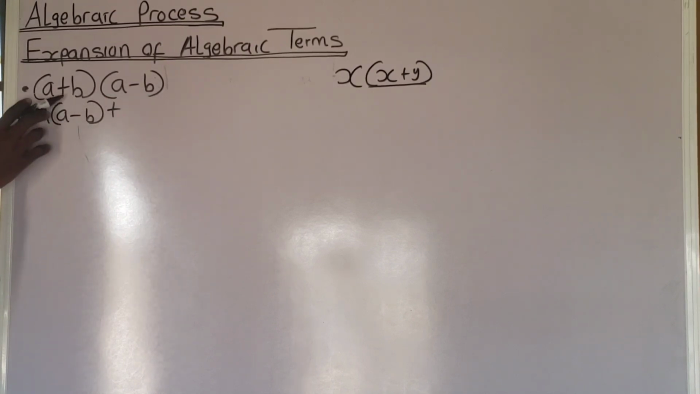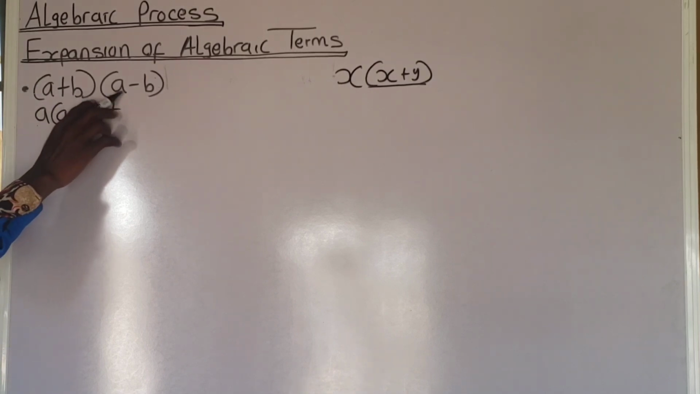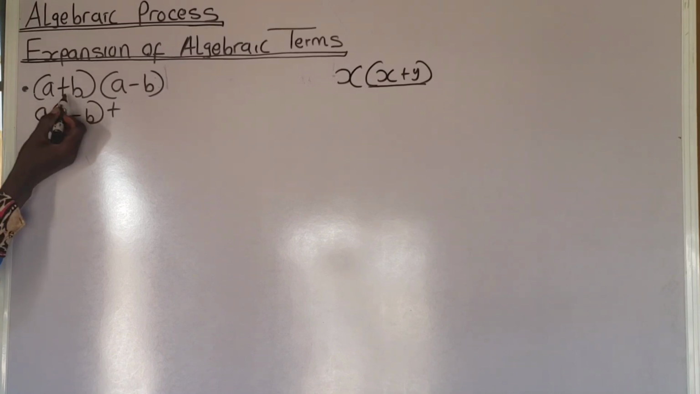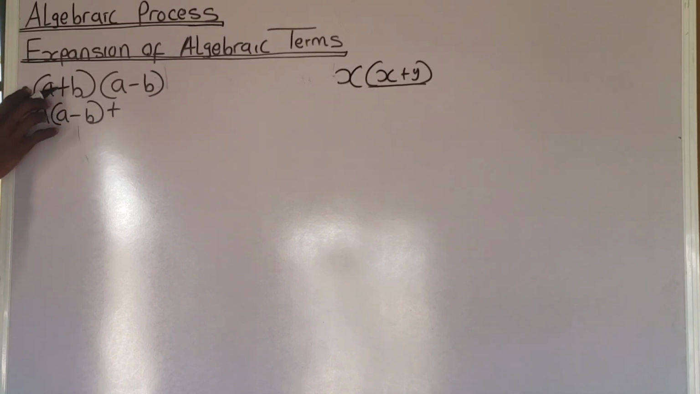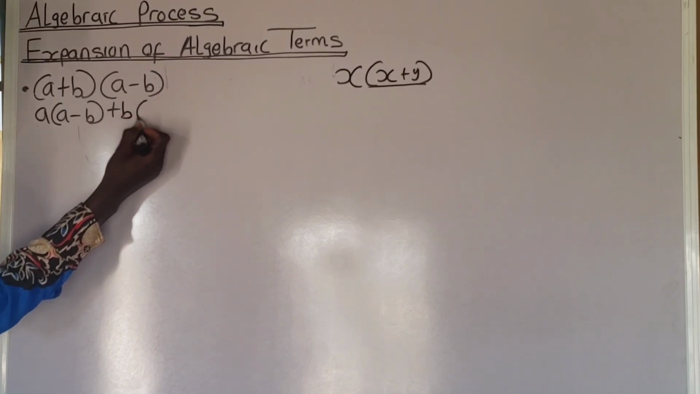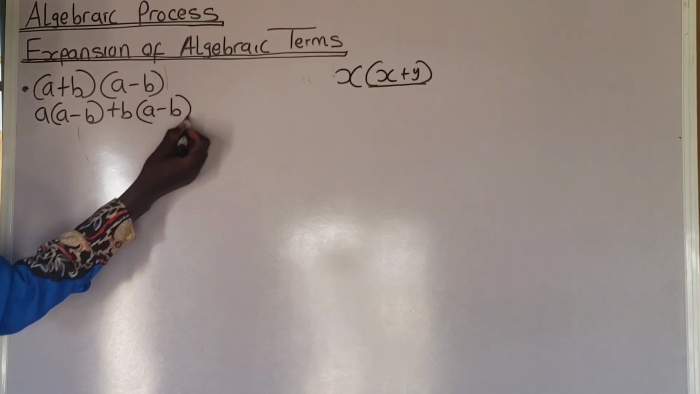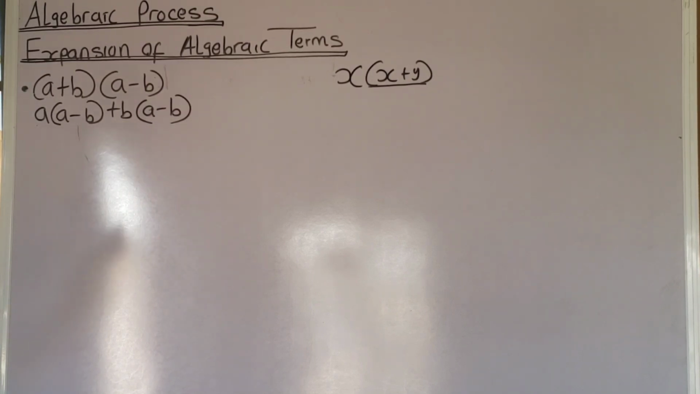The next step is that I'm going to use the second term to multiply all the terms in the second bracket. So I'm going to have plus b. The second term is plus b, into bracket a minus b. Do you understand? If you don't understand, please pay attention. This is simple. We are told to expand this bracket, and I told you expansion means removing brackets. So I want to remove the bracket.